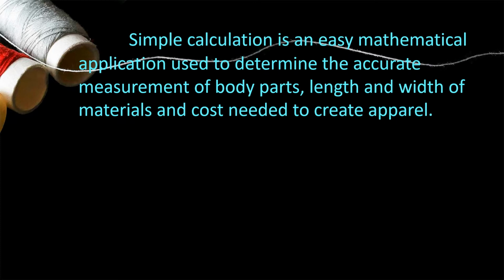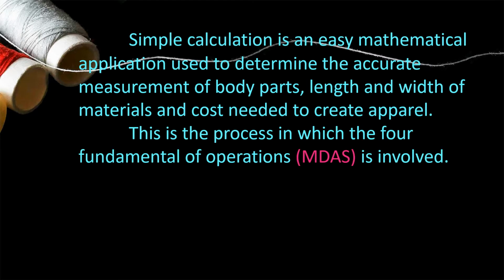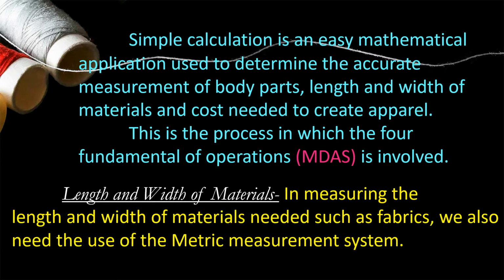Simple calculation is an easy mathematical application used to determine the accurate measurement of body parts, length and width of materials, and cost needed to create apparel. This is the process in which the four fundamental operations, or IMDAS, is involved. IMDAS stands for multiplication, division, addition, and subtraction. Length and width of materials. In measuring the length and width of materials needed, such as fabrics, we also need the use of the metric measurement system.